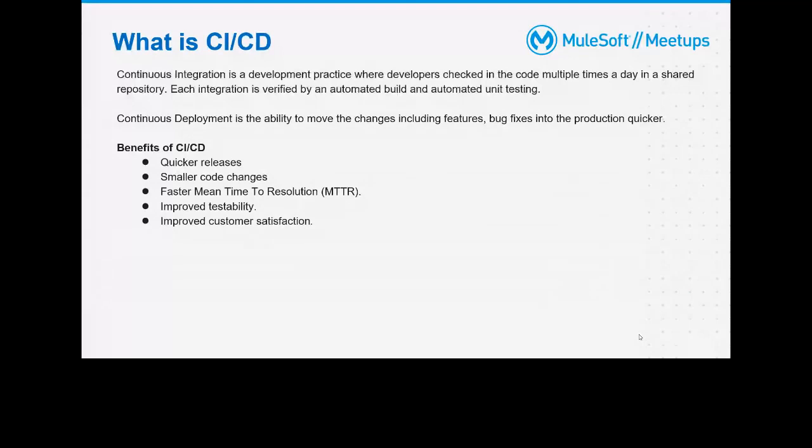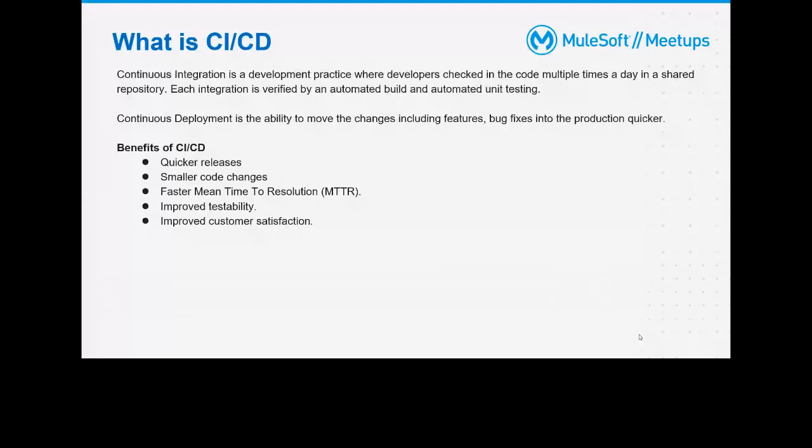Continuous deploy is the ability to move changes, including features and bug fixes, into production quicker. So it's continuous deployment or continuous delivery. Basically, as soon as continuous integration is done, you have done UAT, you have done everything, then your code can be released to the production environment. Benefits of CI/CD: you can do quicker releases with small code changes. As soon as you write a small piece of code, you can check it in and enable CI/CD on top of that.